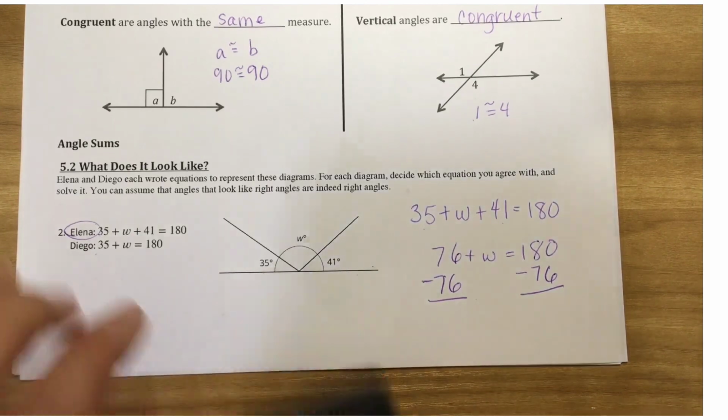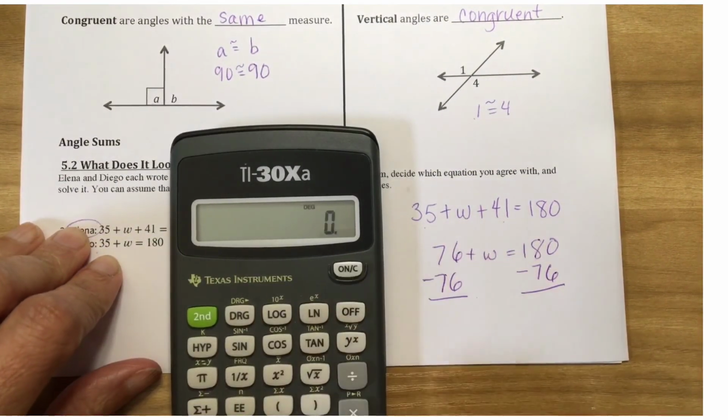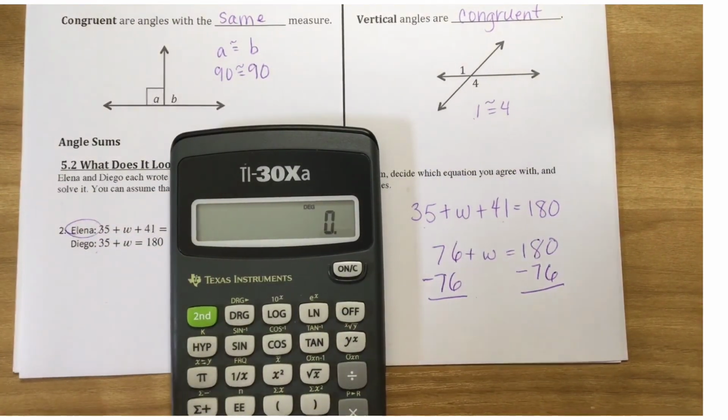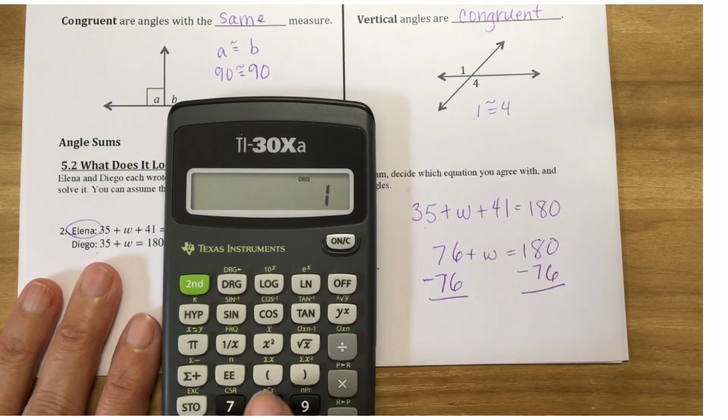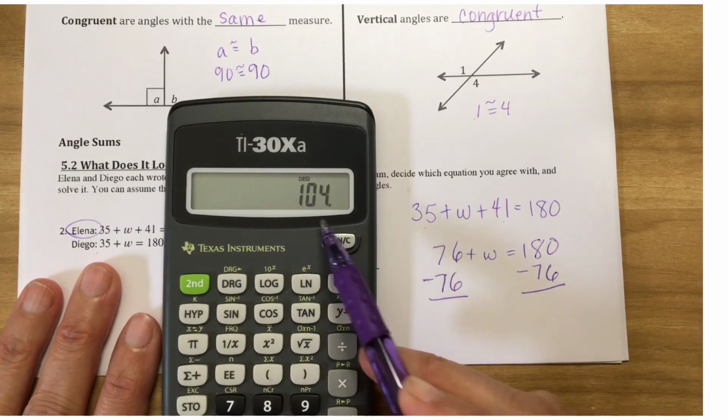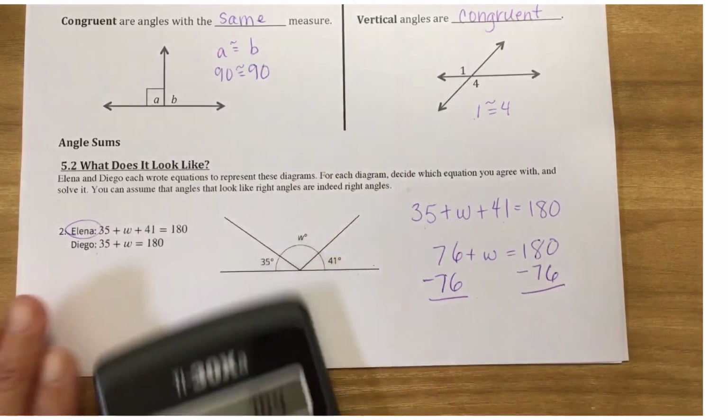Now, if you want to be sure and you're still questioning whether or not you're getting these right, I don't mind if you use a calculator. So just remember, you're putting in the 180 and you're taking away the 76. And this makes sense. It's 104 degrees.